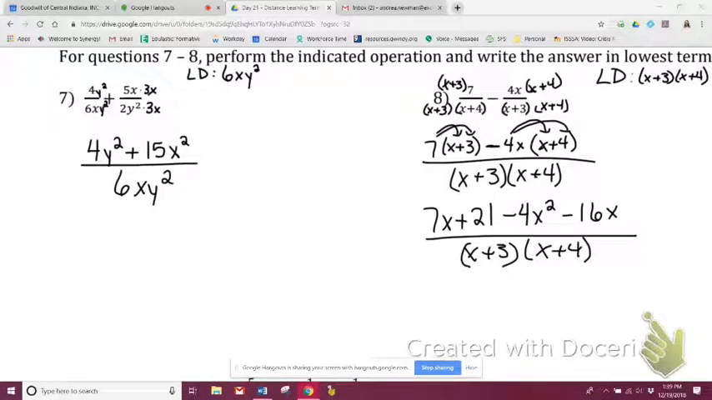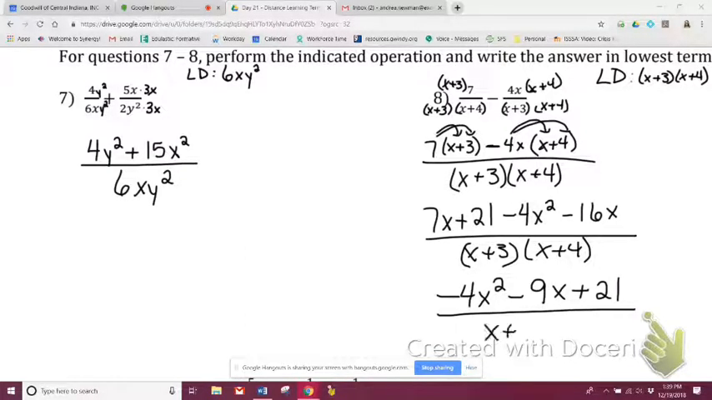And then when I combine my like terms on the top, I want to write things in descending order. Always start with that biggest exponent first. So biggest exponent I see is the 4x squared. Make sure you bring the negative down with it. So negative 4x squared. Then I have a negative 16x and a positive 7x. It gives me negative 9x plus 21. And then my denominator stays the same, x plus 3, x plus 4.